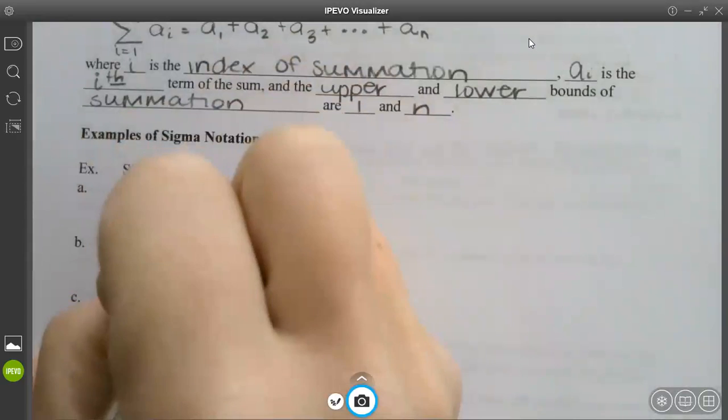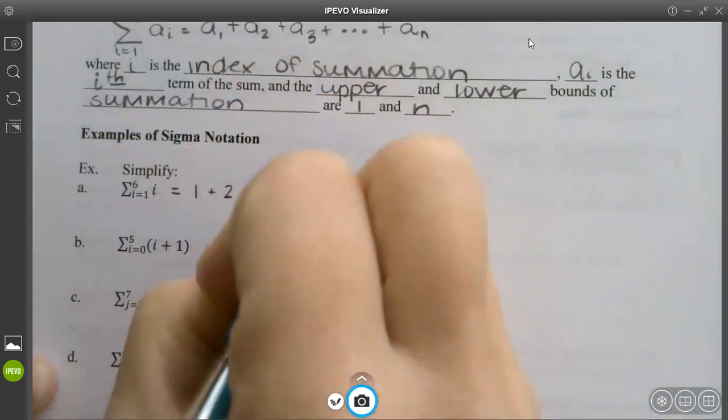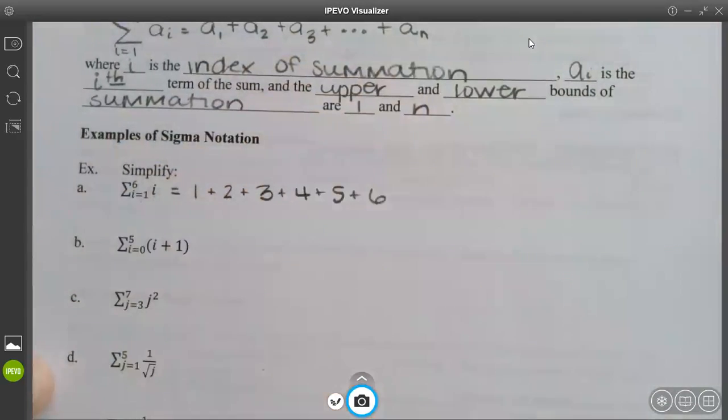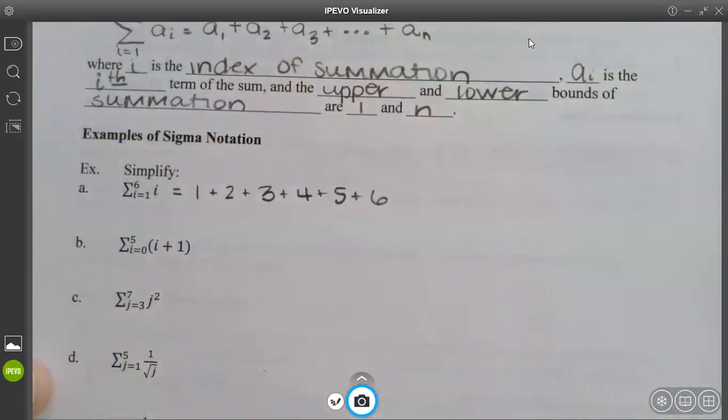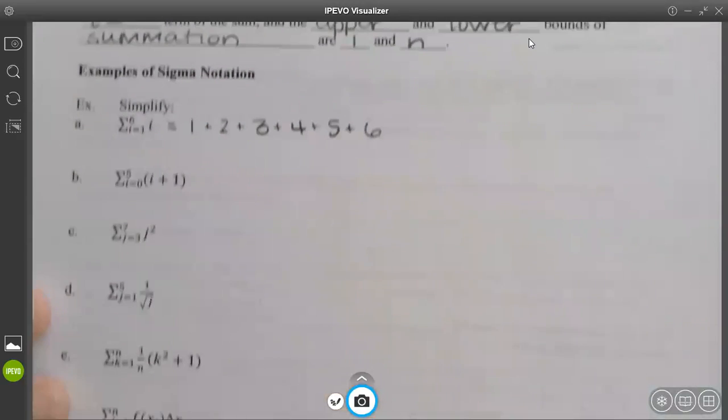We're going to add the next one, which is 2. Add 3. Add 4. Add 5. Add 6, because we go from 1 to 6. I don't need you to add it through. It's just showing you how to set it up, okay? So you can add if you want to.